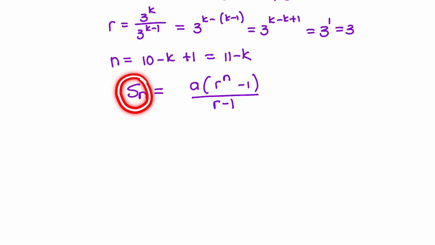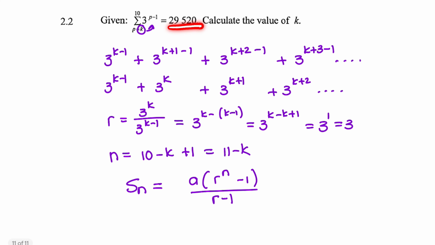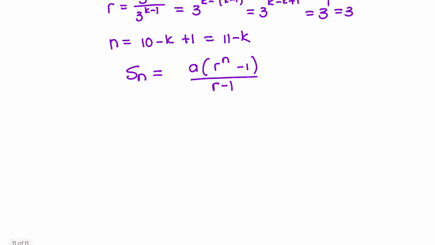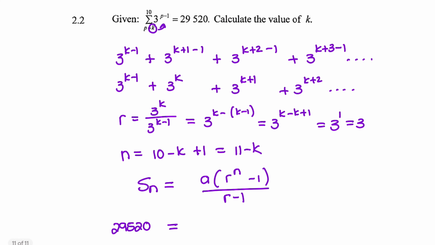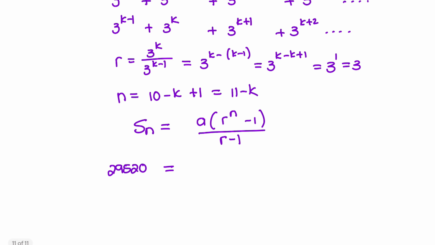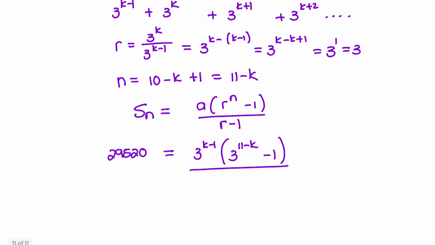Now we have Sn as 29,520, so let us substitute that. So it's 29,520. The a value is the first term, so it's 3 to the power of k minus 1. The r is 3, and the n value is 11 minus k. So we have r raised to the power of 11 minus k, minus 1. And below the line, we have r, which is 3, minus 1.